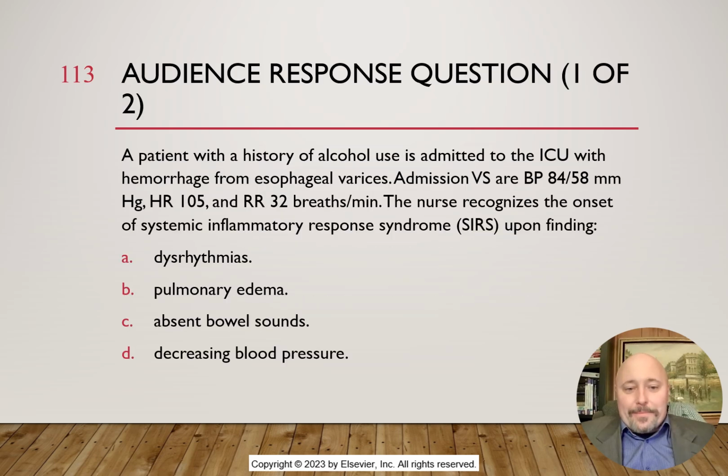And wrapping up, a patient with a history of alcohol use is admitted to the ICU with hemorrhage from esophageal varices. The admission vital signs are a blood pressure of 84 over 58, a heart rate of 105, and a respiratory rate of 32. The nurse recognizes the onset of systemic inflammatory response syndrome upon finding A. dysrhythmia, B. pulmonary edema, C. absent bowel sounds, or D. decreasing blood pressure.